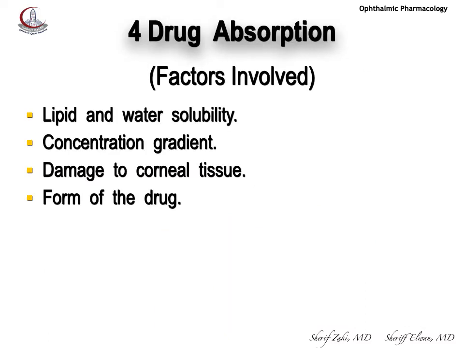Now we come to factors affecting drug absorption from the surface of the eye. And these include four factors. The first is the solubility of the drug, whether this is lipid or water soluble. The second is the gradient of concentration between the outside of the surface cells and the inside of the cells. Third is the presence or absence of damage to the corneal tissue. And finally, the form of presentation of the drug.